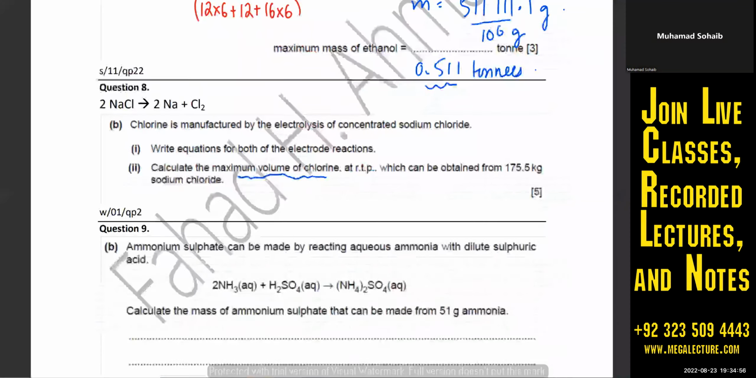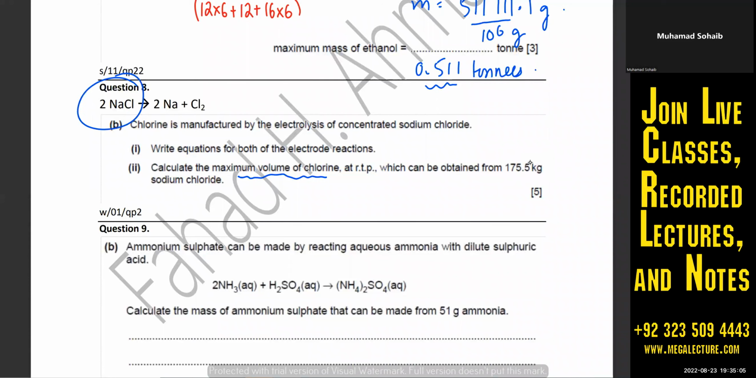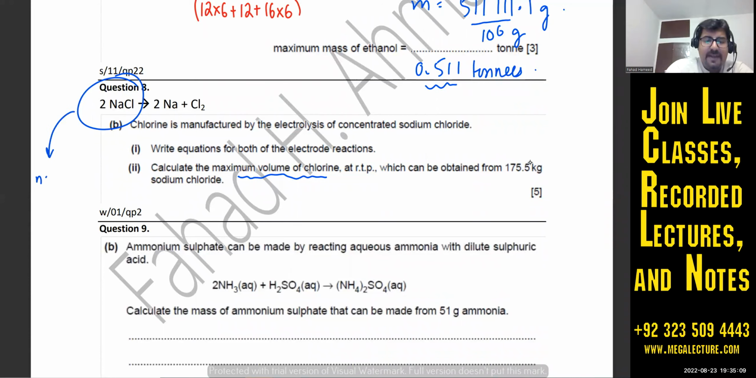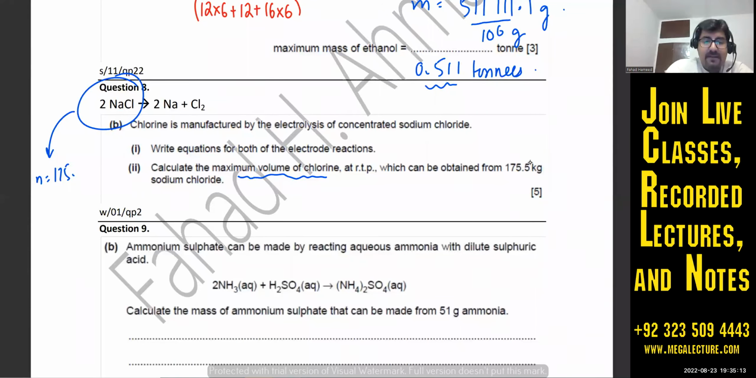Anyways, let's do this quickly. So what is given? It's 175.5 kg of NaCl. NaCl is this thing. Its mass is given. So you can figure out the moles. It's 175.5 kg, but it should be in grams. So what will it be in grams? Multiply by 1000, so it's going to be 175,500, right? So remove the decimal.